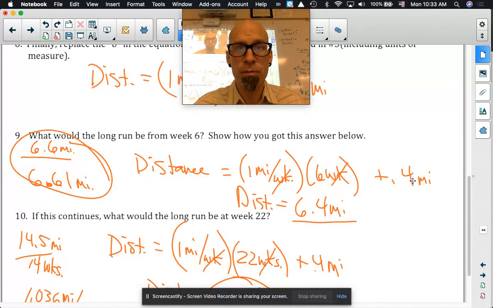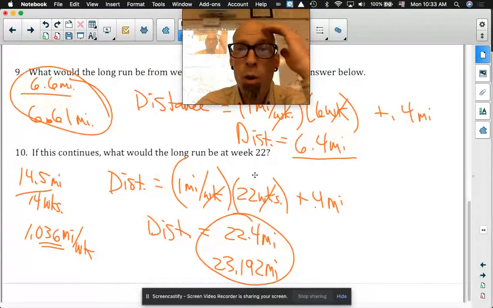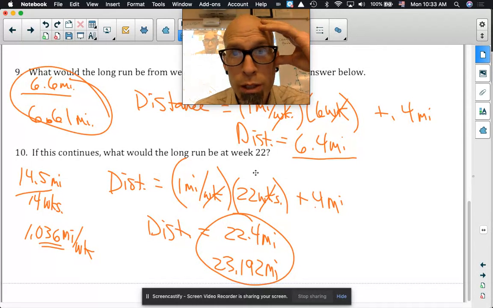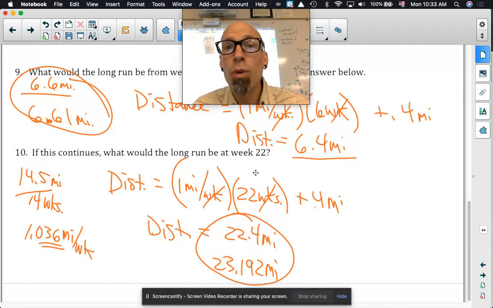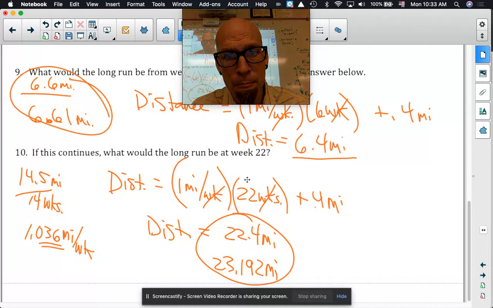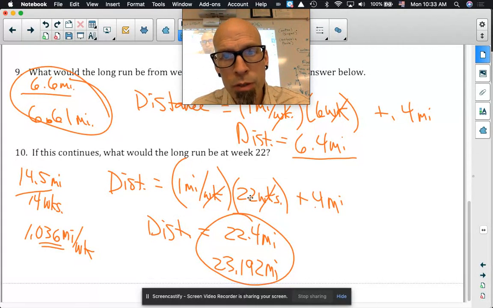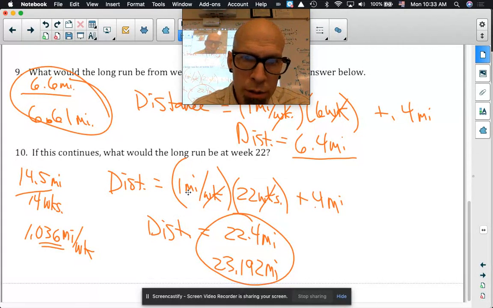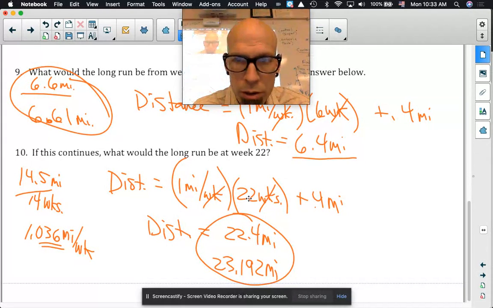Now, for number 10, we don't have week 22. The data doesn't go out that far, and my graph doesn't extend that far either. So I can't read the graph for this one. I have to use the equation. So I put 22 weeks in, 22 weeks times 1. Again, weeks cancels weeks. 22 times 1 mile is 22 miles, plus 0.4 would be 22.4 miles.